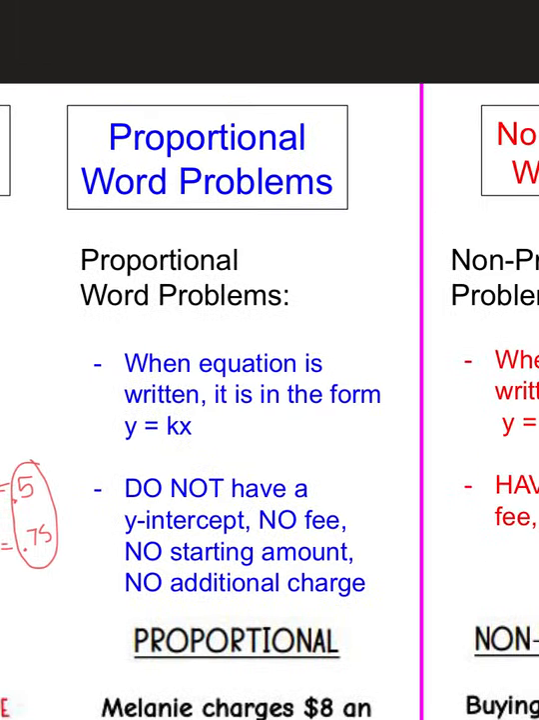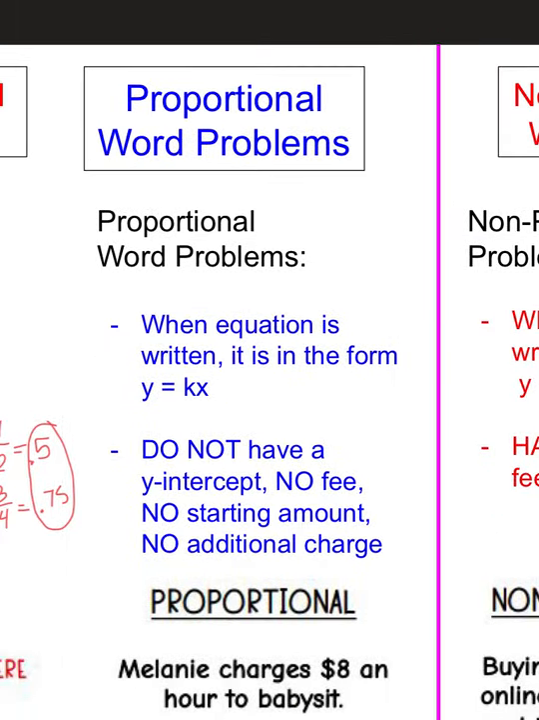Now for proportional word problems, when the equation is written for the word problem, it is in the form y equals kx. So you're going to have to write out the equation for the problem first and find out if it has a y-intercept or not. A proportional word problem does not have a y-intercept. There's no fee, no starting amount, no additional charge. So those are things to look for.